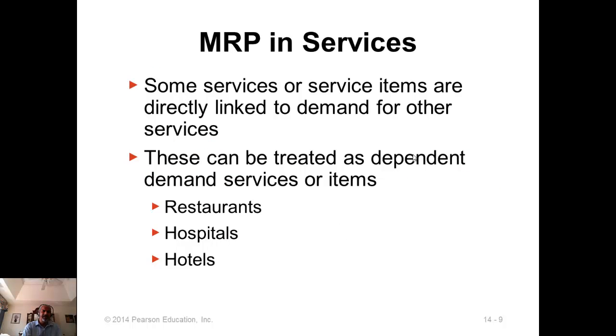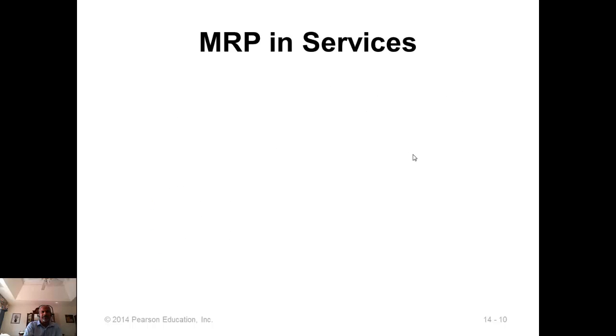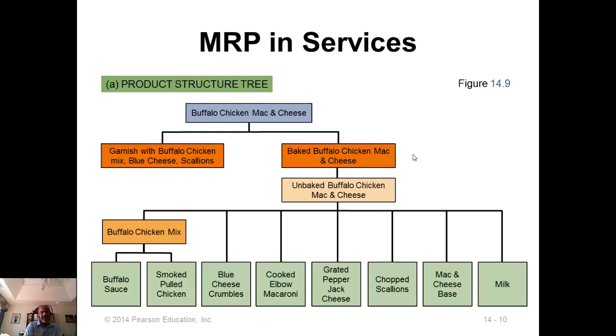Now MRP in services: if one service leads to another subsequent service, that's what the bill of material will look like. Some services directly link demand for other services. When that happens, you can set up an MRP system for service operations. So these can be treated as demand for services like restaurants, hospitals and hotels. So here is an example of a bill of material in a service setup.